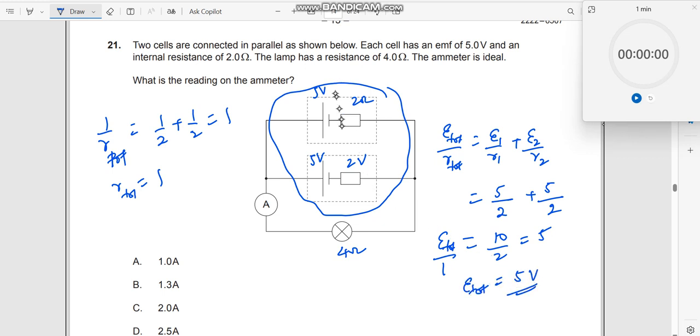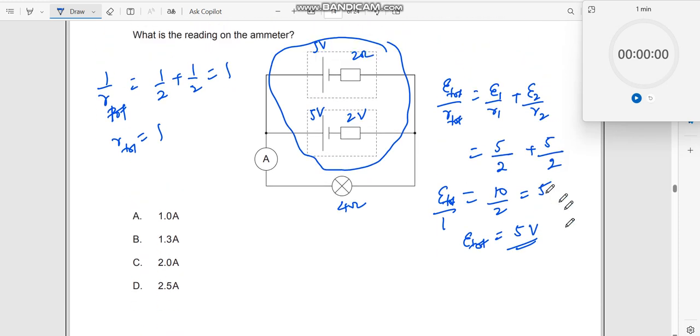Do not consider 10 volt. Many people make a mistake here. It is not 10 volt. Whenever two cells are connected in series, you can add them. But when they are connected in parallel, you always need to use this formula. Remember this. E total is equal to 5 volt.